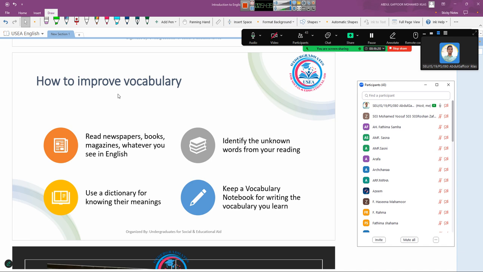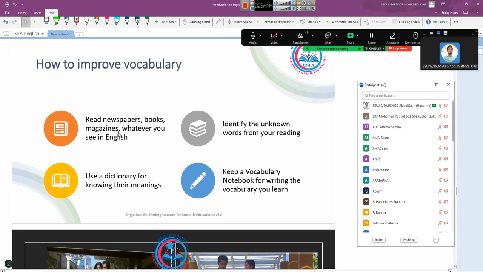So how to improve our vocabulary? We can follow many strategies, but I have just mentioned something, right? So read newspapers, books, magazines, whatever you see in English. For example, if you are traveling and you see an advertisement on a billboard, in the advertisement itself, you may find some new words. You should have the curiosity to learn their meanings. That curiosity is very important. Curiosity to learn is very important. And then identify the unknown words from the reading, right?